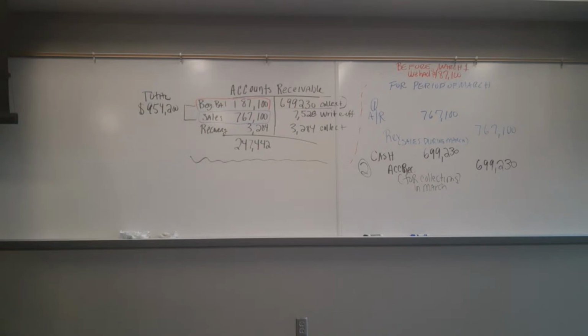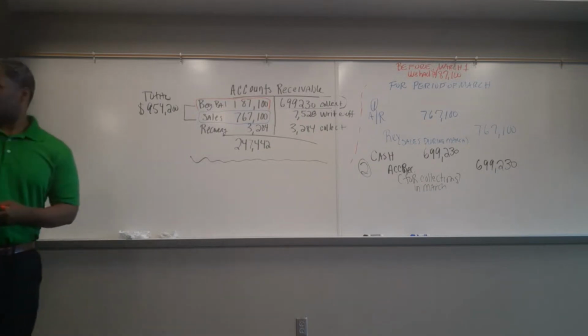Here's the next thing we're going to deal with. The problem says, during this period, it wrote off as uncollectible accounts receivable $7,528, okay?